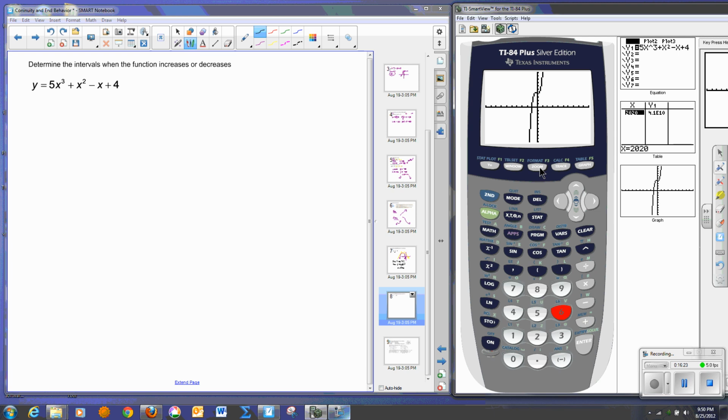So to do that, I'm going to do what's called a box zoom. I'm going to hit the zoom button, hit the number 1 for box, and you'll notice I've got a blinker right here. I'm going to take that blinker and move it close to my point of interest. And then I'm going to create a box around it by hitting enter, dragging it over, and dragging it up.